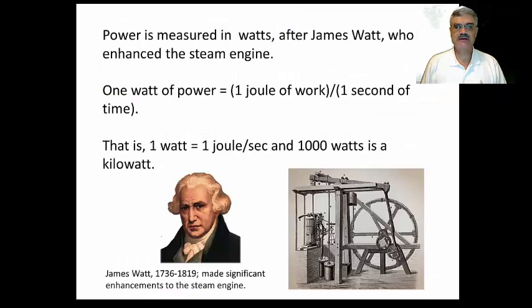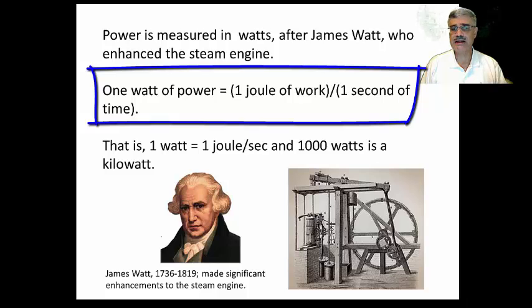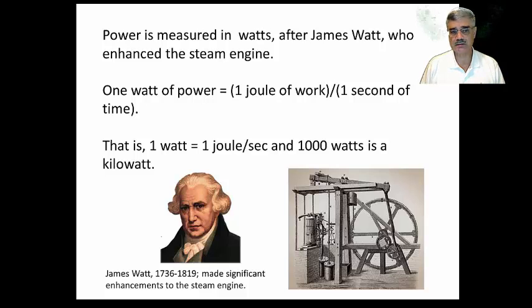Power is measured in watts. This is after James Watt, another scientist and inventor, who enhanced the steam engine. Oftentimes people say James Watt was the inventor of the steam engine. Actually, the steam engine existed before James Watt, but he made very significant improvements to the steam engine, making it much more efficient. 1 watt of power is defined as a joule of work per second of time, joule per second. That is, 1 watt is 1 joule per second, and therefore 1,000 watts is a kilowatt. You've probably heard of a kilowatt because we measure electrical power in kilowatts.